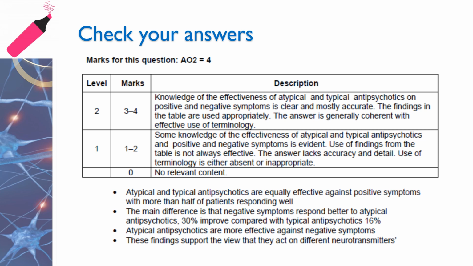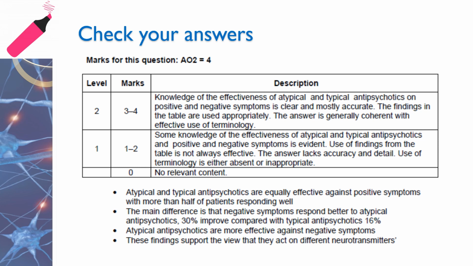For the next one, atypical and typical antipsychotics are equally effective against positive symptoms. More than half the patients are responding well. The main difference is in the negative symptoms, and look how they've included results there. Atypical antipsychotics are more effective against the negative symptoms, and the findings support that.